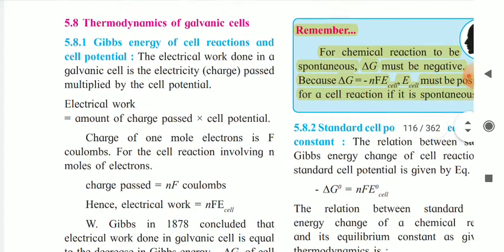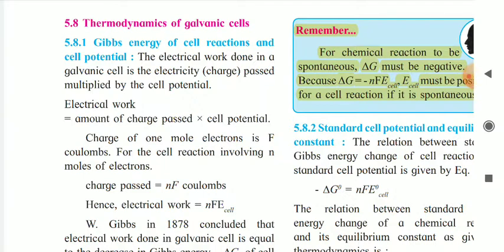Now students, we already studied what is meant by galvanic cells. In this part, what you have to go into in detail is applying the theories of different thermodynamics parts to the voltaic cells, which we are going to look at in detail here: Gibbs energy of cell reactions and cell potential.